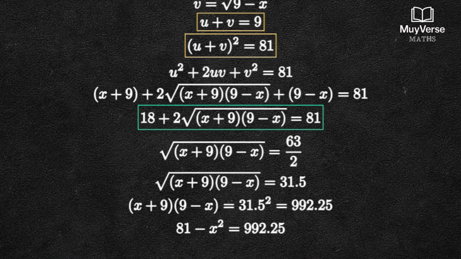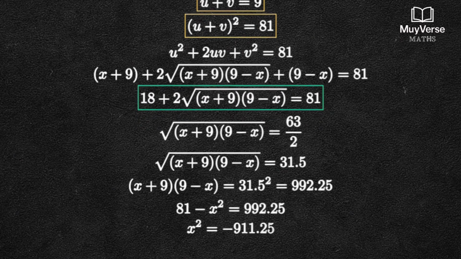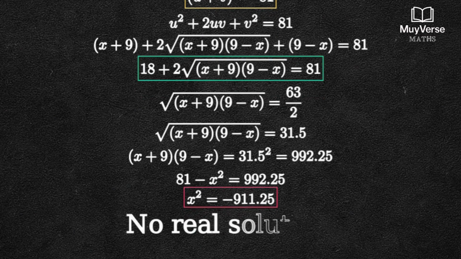Expanding the left side yields 81 minus x squared equals 992.25. Therefore, x squared equals negative 911.25, which is impossible for real x. Final conclusion. There is no real solution.